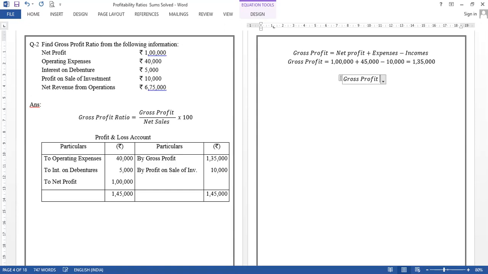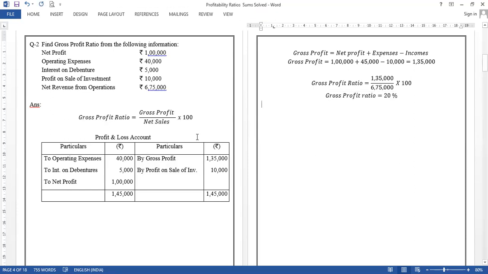Gross profit ratio. We know the formula very well. Gross profit ratio is gross profit upon net sales into 100. So gross profit has come to rupees 1,35,000 and the sales amount is 6,75,000, right, into 100. So let me write the percentage over here. Gross profit ratio will be equal to 1,35,000 to be divided by 675, right? That is 20%.